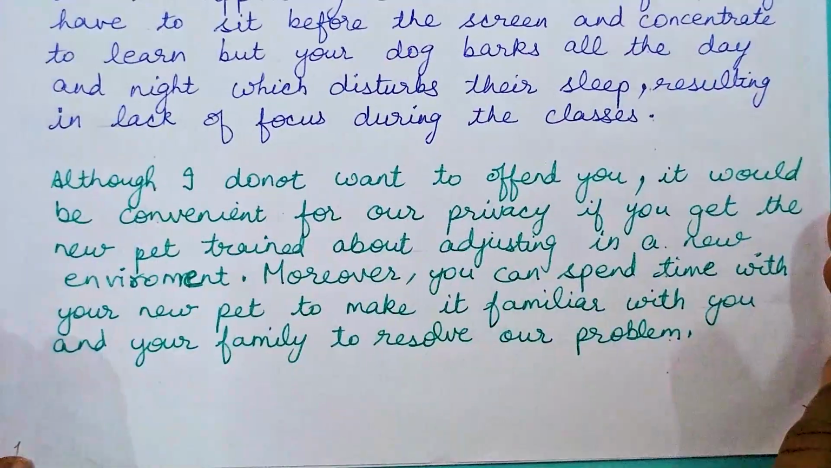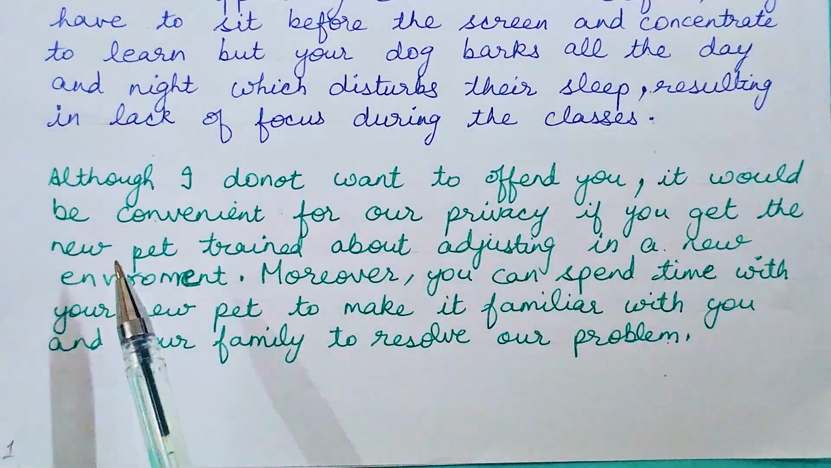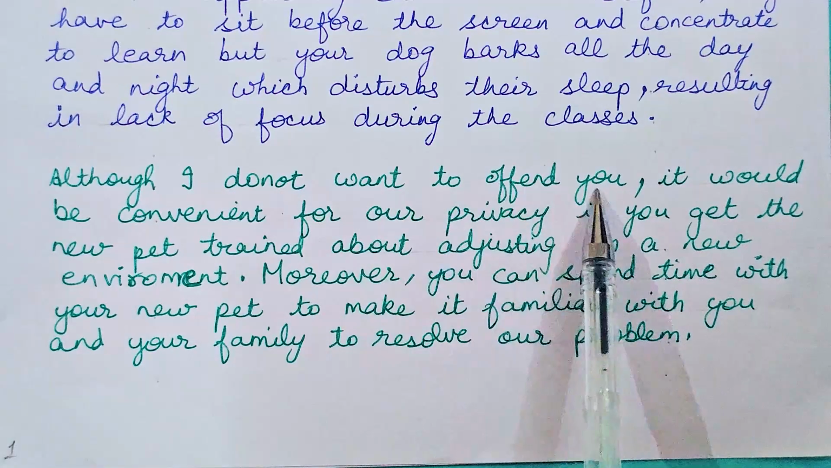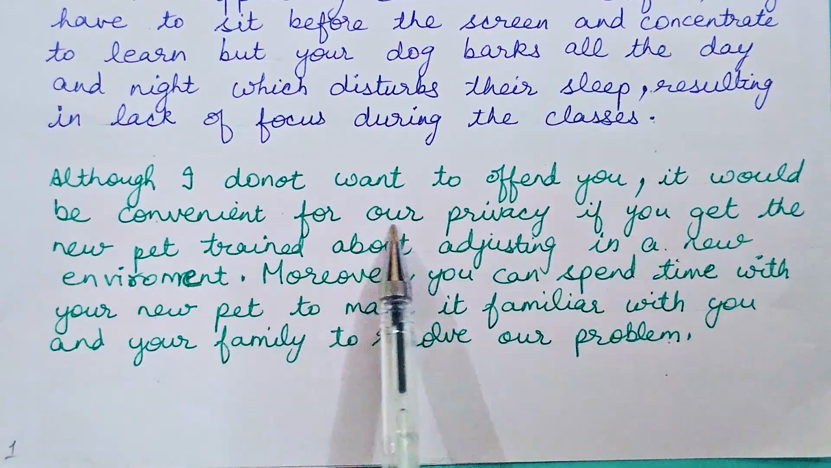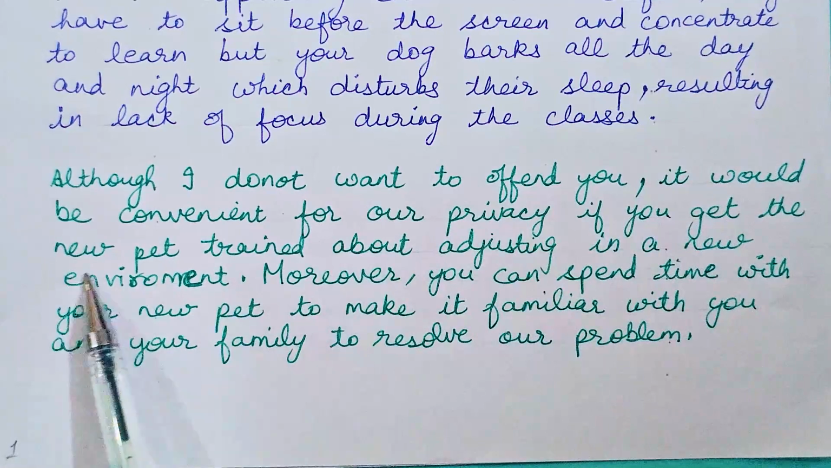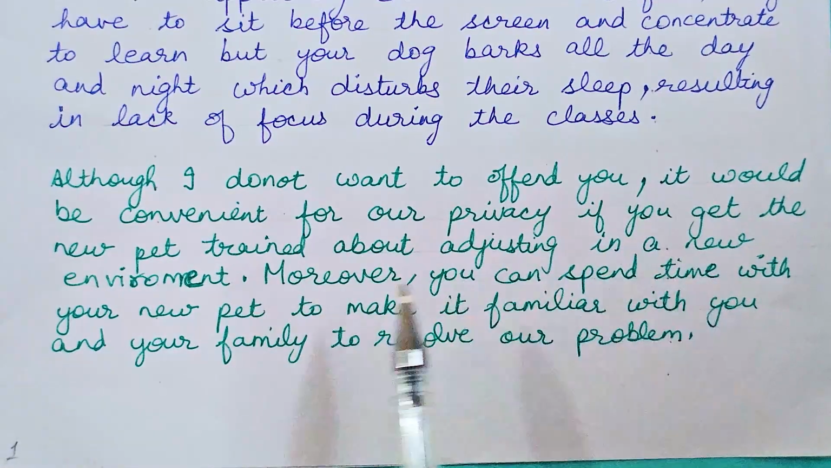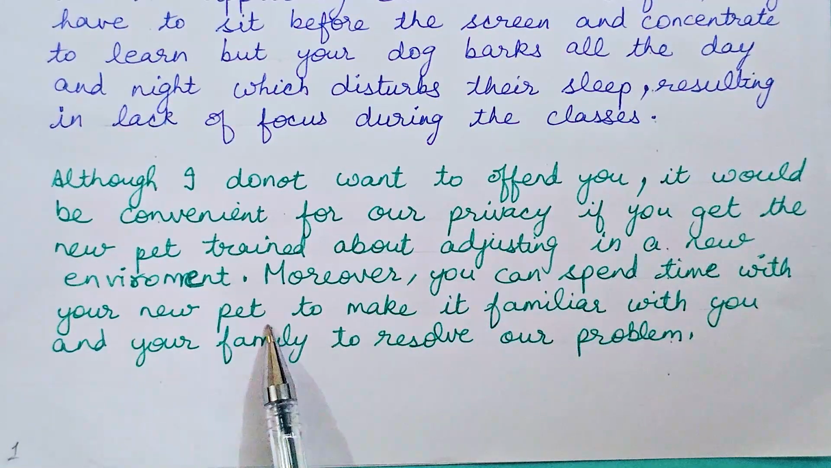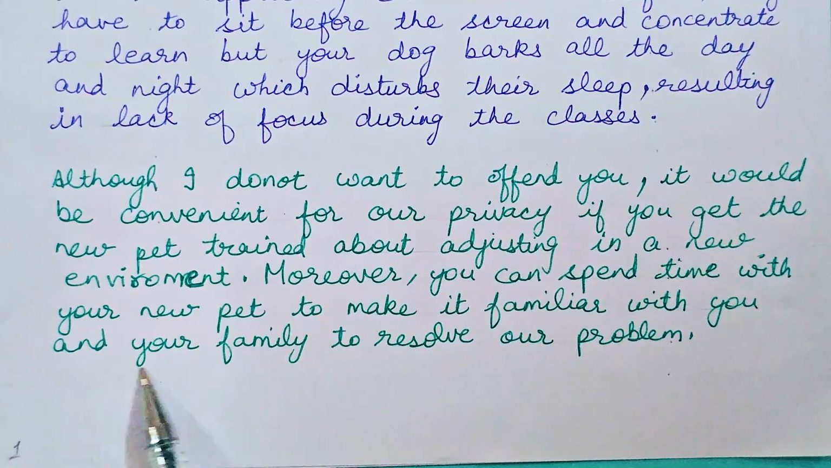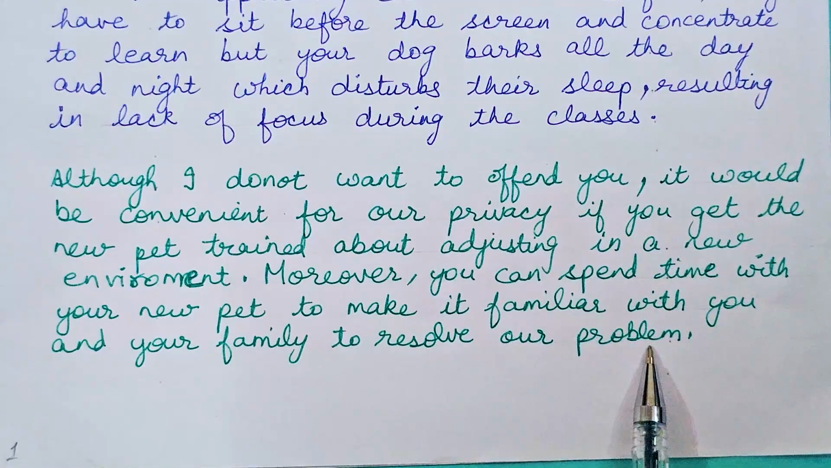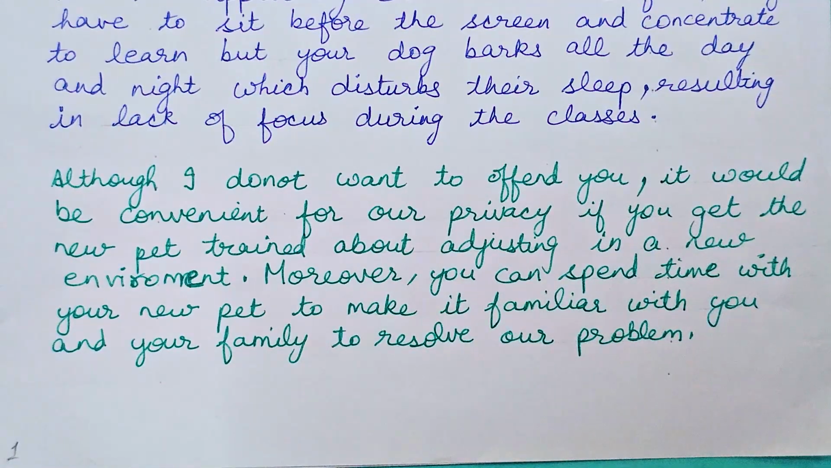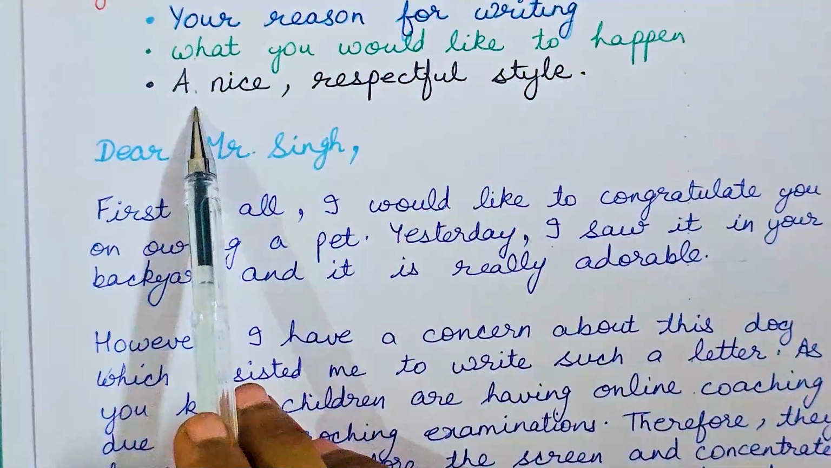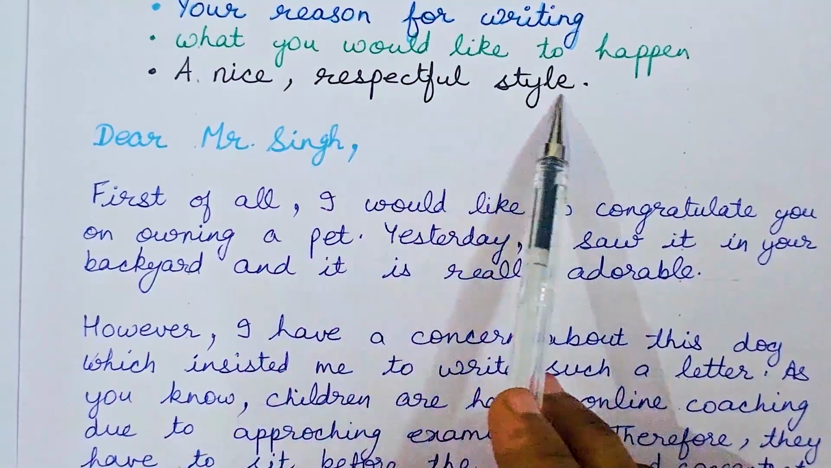The next point of the question is what you would like to happen. It means you have to give a suggestion to the neighbor. Here we have written, although I do not want to offend you, it would be convenient for our privacy if you get the new pet trained about adjusting to a new environment. Moreover, you can spend time with your new pet to make it familiar with you and your family to resolve our problem. So here you have told your problem and you have given a suggestion that it should be trained and the family should spend more time with the pet. You have to say the same thing in a nice and respectful style.